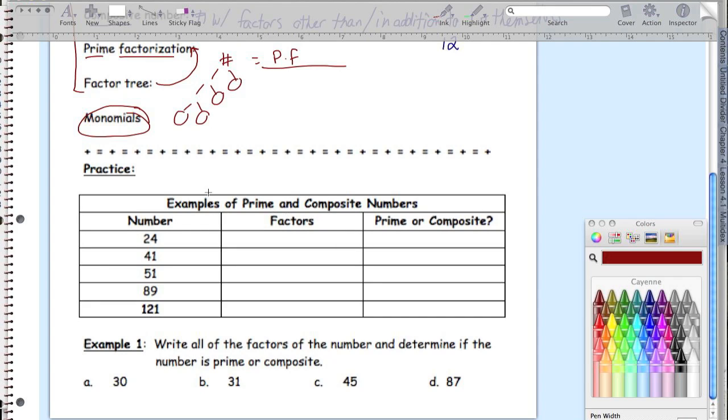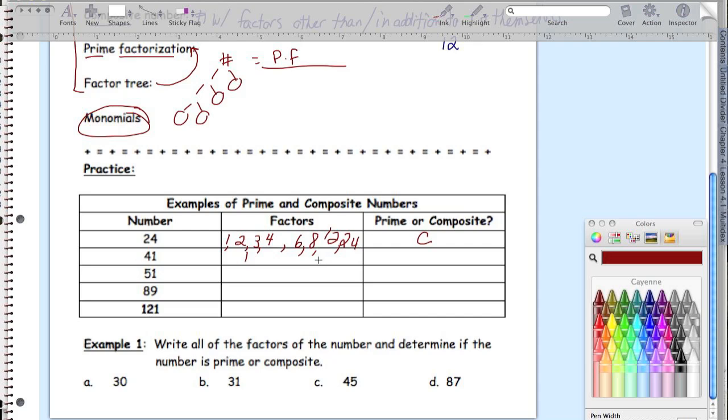They want, first of all, the factors of these numbers. So the factors of 24 are 1 and 24, 2 and 12, 3 and 8, 4 and 6. By doing it this way, we meet in the middle without missing any. Obviously, this is going to be composite.